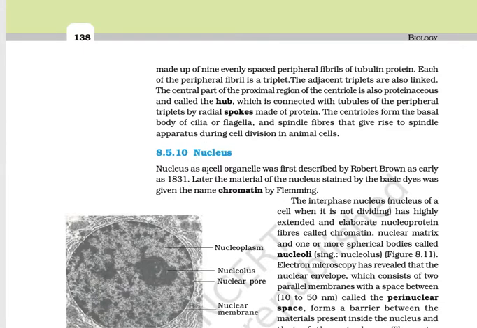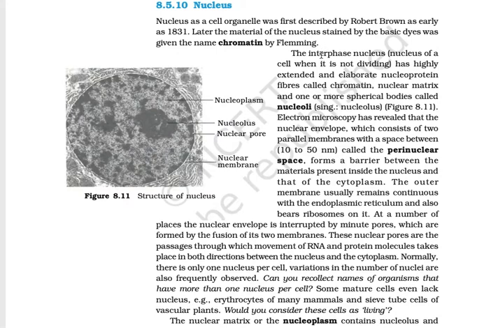Nucleus. Nucleus as a cell organelle was first described by Robert Brown as early as 1831. Later, the material of the nucleus stained by the basic dyes was given the name chromatin by Flemming. The interphase nucleus of a cell, when it is not dividing, has highly extended and elaborate nucleoprotein fibers called chromatin, nuclear matrix and one or more spherical bodies called nucleoli.